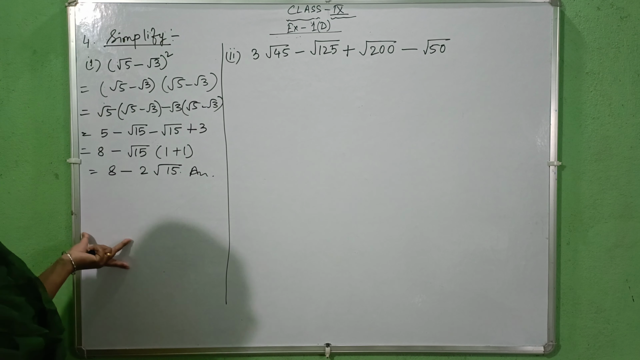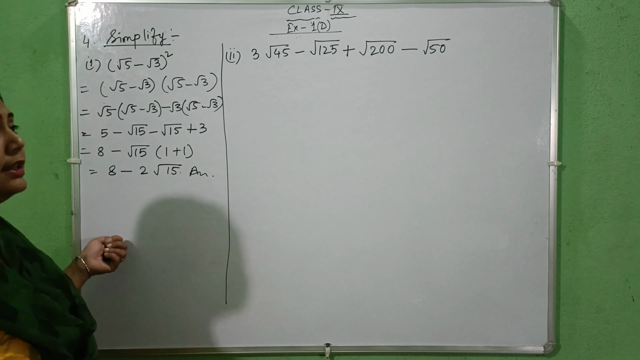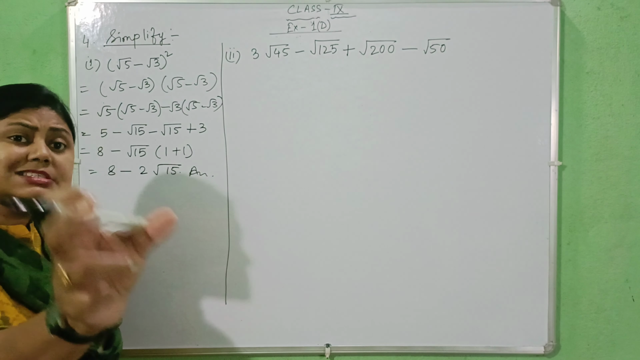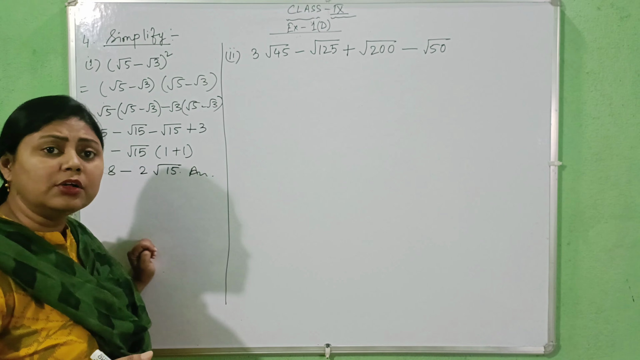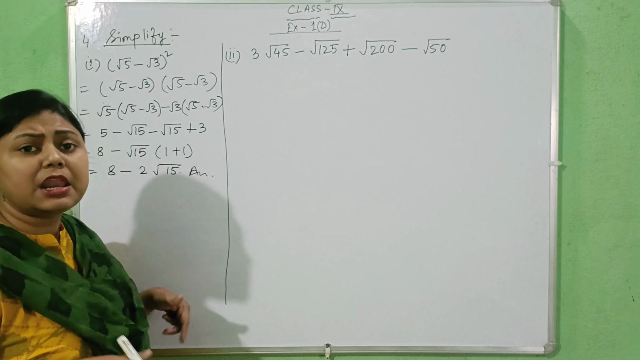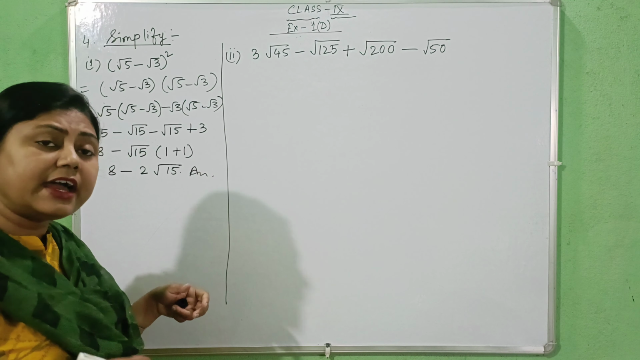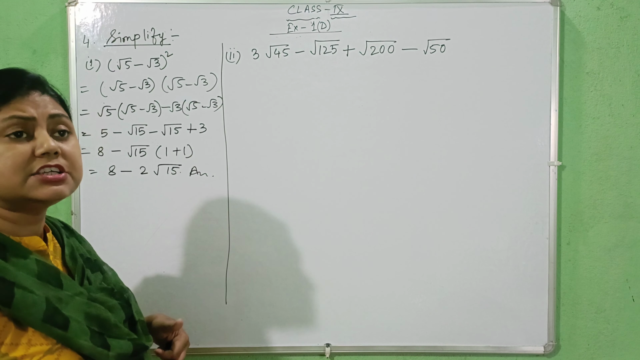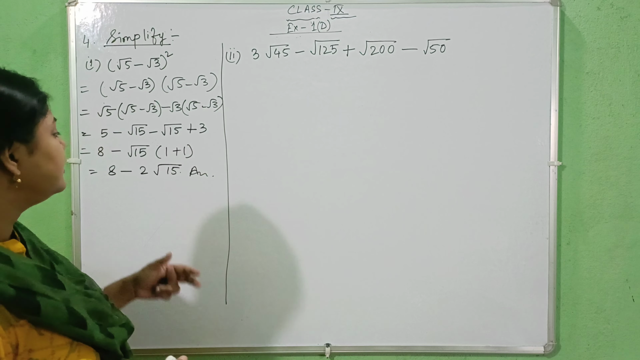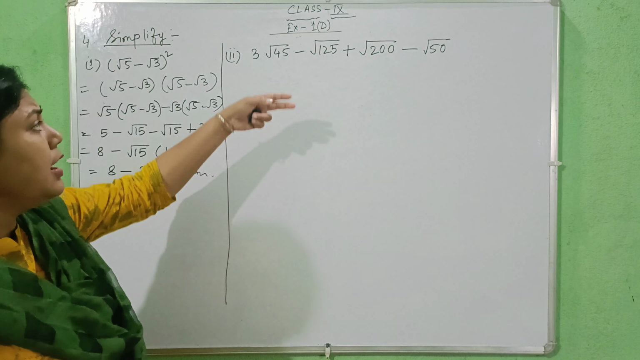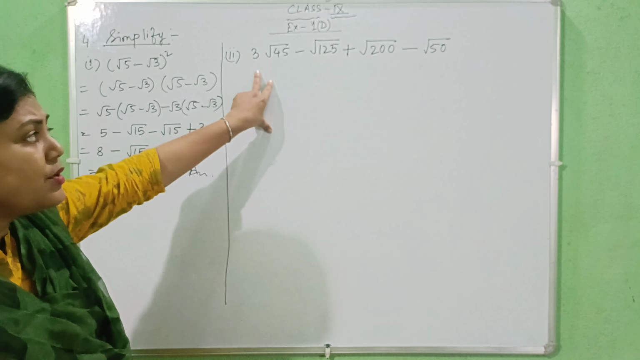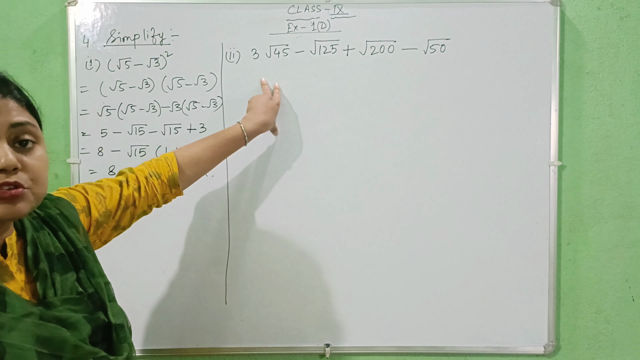Very simple. If you want to know how we are going to solve it, that is the thing. If you know how to multiply an irrational with another irrational, how to add, how to subtract, then the sum is very easy. Now have a look at this sum. It is looking quite complicated, but it is not so.